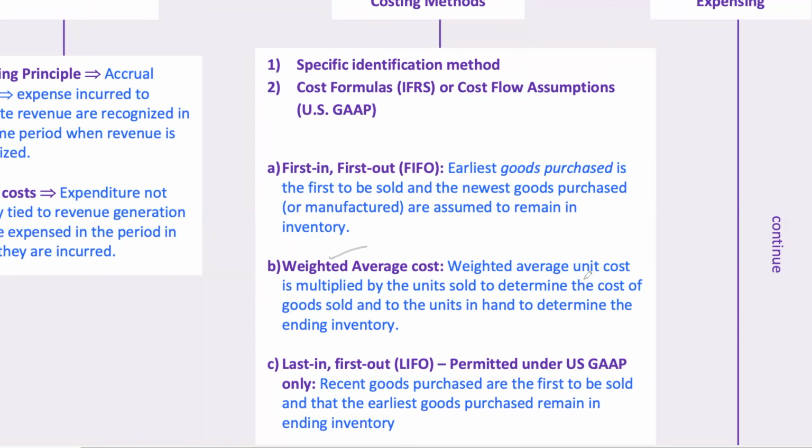Weighted average cost. Here, the cost of goods available for sale is averaged out, which smooths out price fluctuations. This method works well when inventory items are indistinguishable from one another.